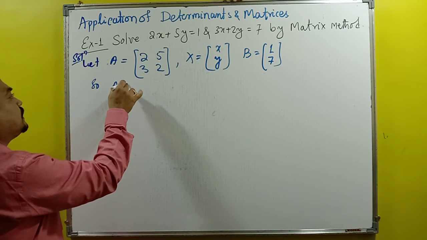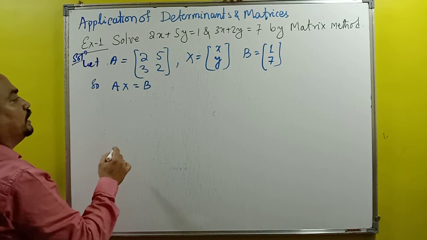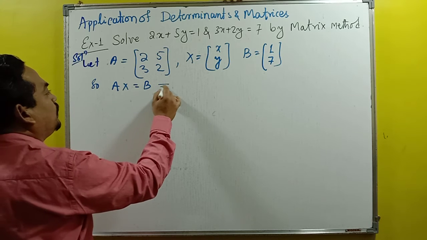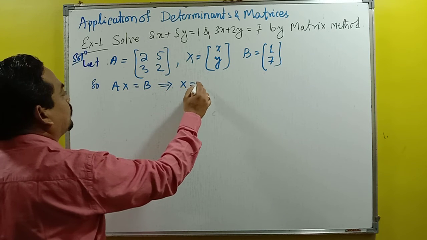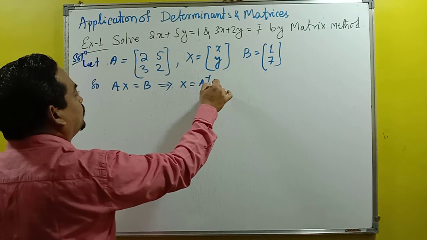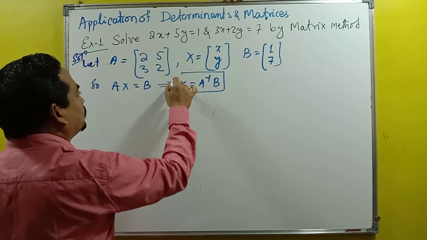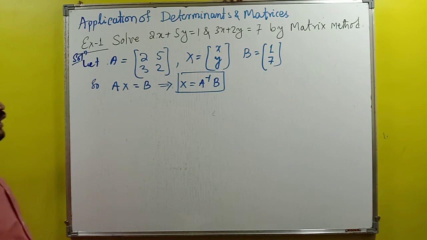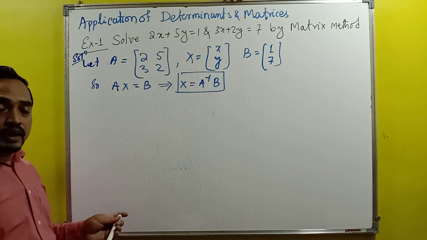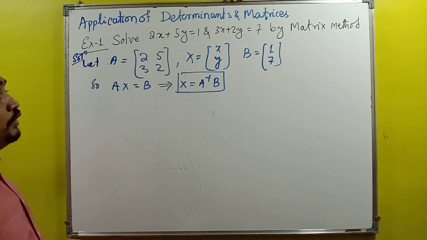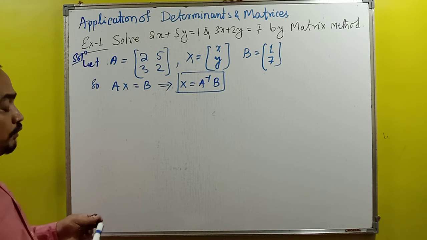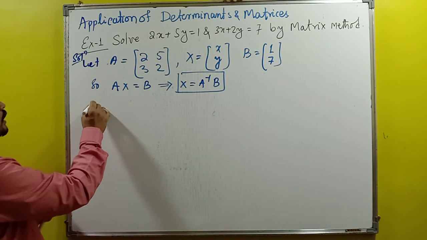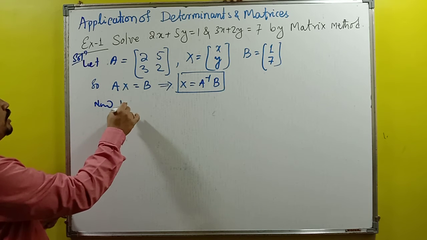Then what are you getting? AX is equal to B, and this implies X is equal to A inverse B. This is what you are required to find. Now to find A inverse, what do you require? You have to find the determinant, you have to find the adjoint, then you find A inverse. Now determinant A.